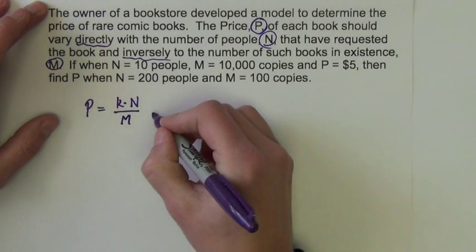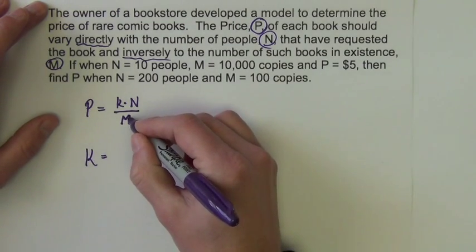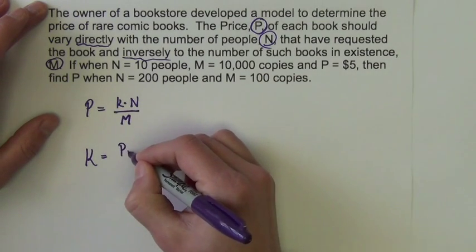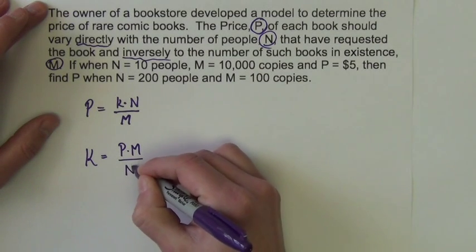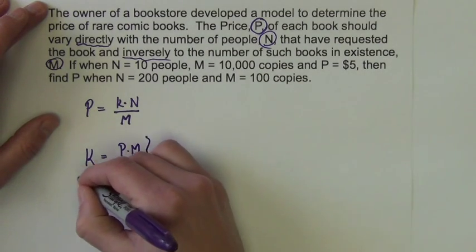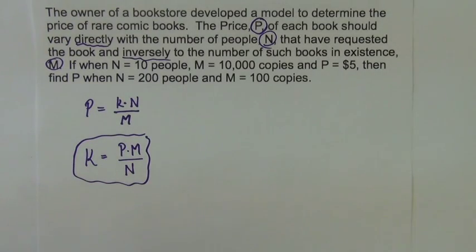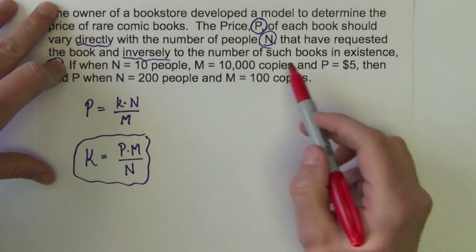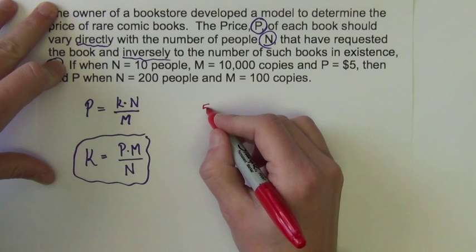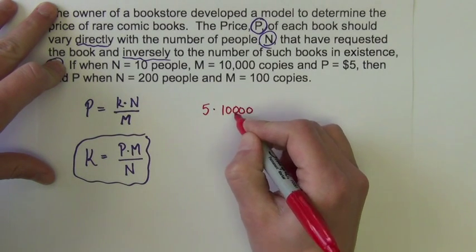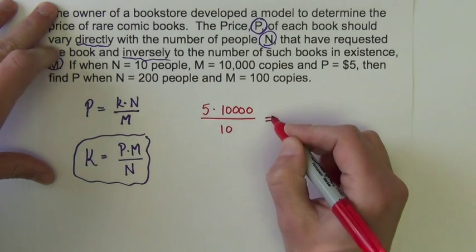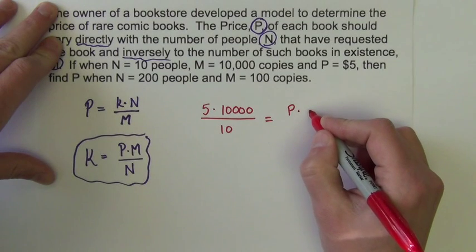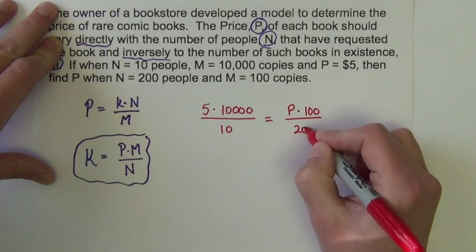Okay. Rework this to solve for K. To solve this for K, I'm going to multiply the M across, and we're going to have to divide by the N. Okay, so there's our model, how we can relate the price, the number of people, and the number of books in this problem. The first part of the sentence says, if when n is 10, m is 10,000, p is 5. So let's plug those in. P is 5, m is 10,000, n is 10. Find p when m is 100 and n is 200.